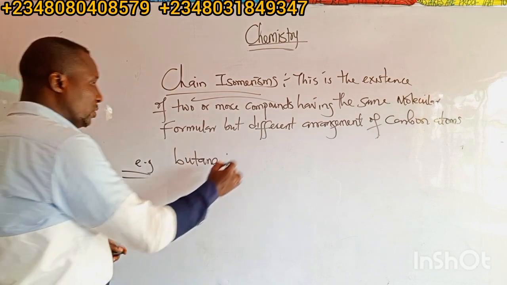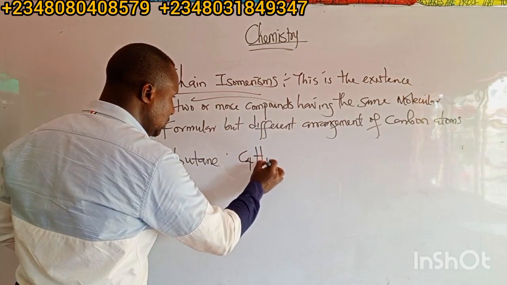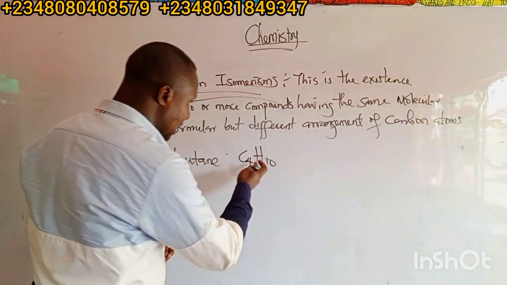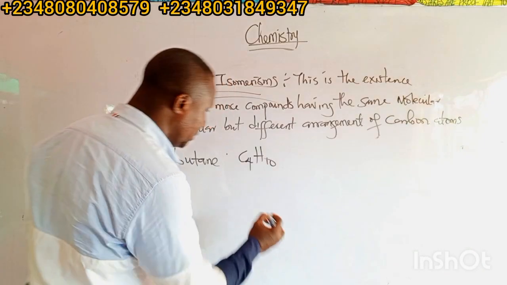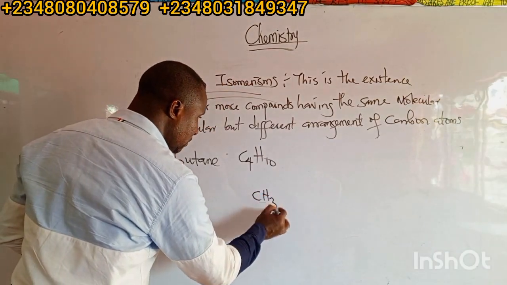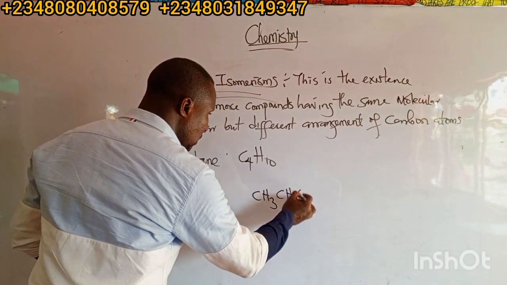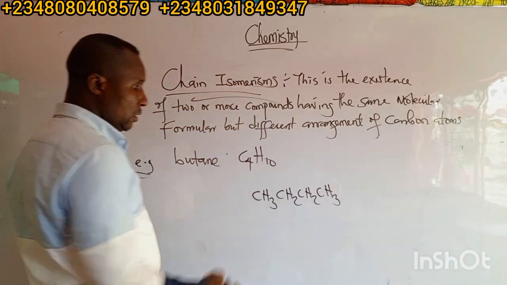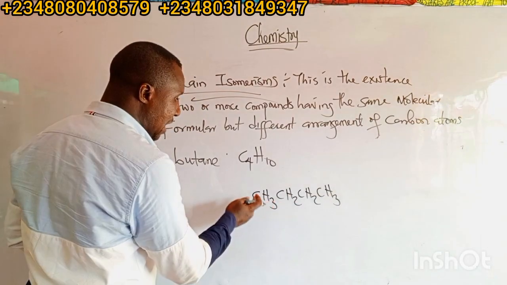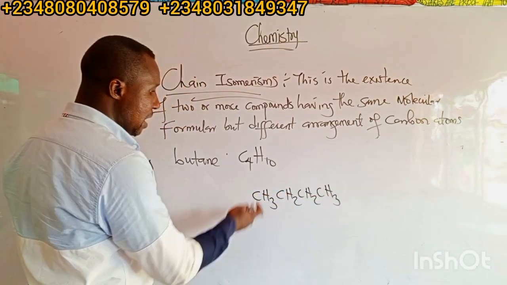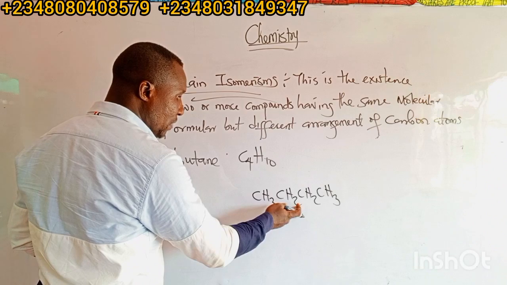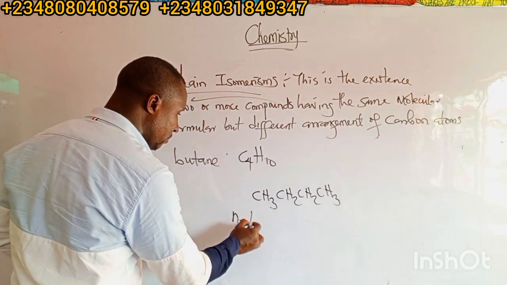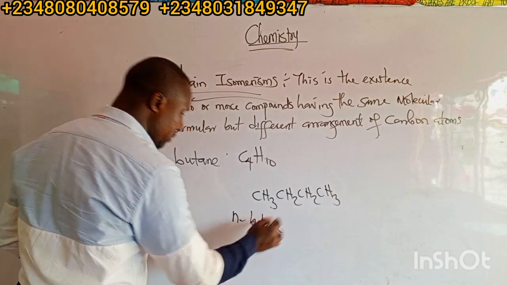Butane. What is butane? C4H10. I can have this butane, normal butane, which is CH3, CH2, CH2, CH3. Look at this. How many carbon do I have? 1, 2, 3, 4. How many hydrogen? 3 plus 2, 5 plus 2, 7 plus 3, 10. This is what? N-butane, normal butane.